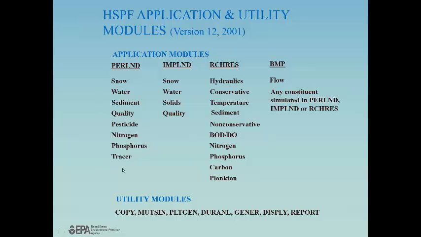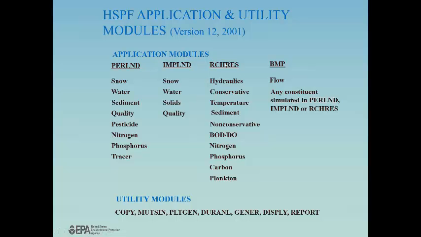different subroutines within PERLND within the model code to represent snow, water movement, the hydrologic module within HSPF, and water movement through the soil, over the land surface, and to the stream channel. Sediment erosion, general water quality, it includes algorithms for pesticides, nitrogen and phosphorus, and tracer elements in order to help calibrate water movement. The impervious surfaces are represented by IMPLND. Again, snow, water, solids, and quality. It doesn't need to represent soil processes.